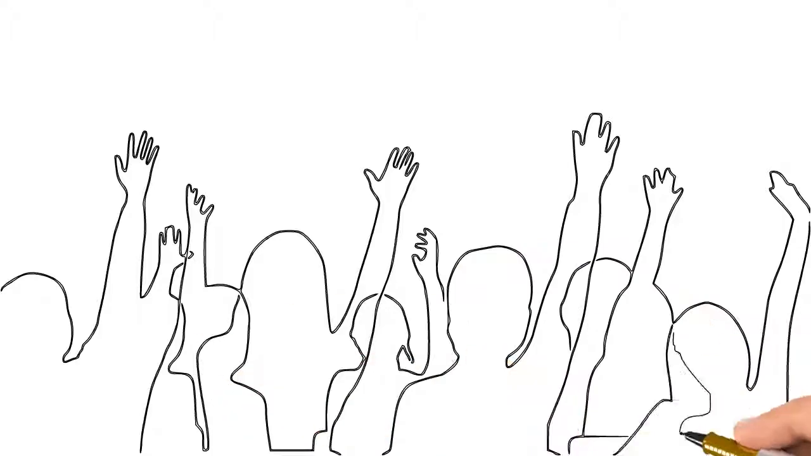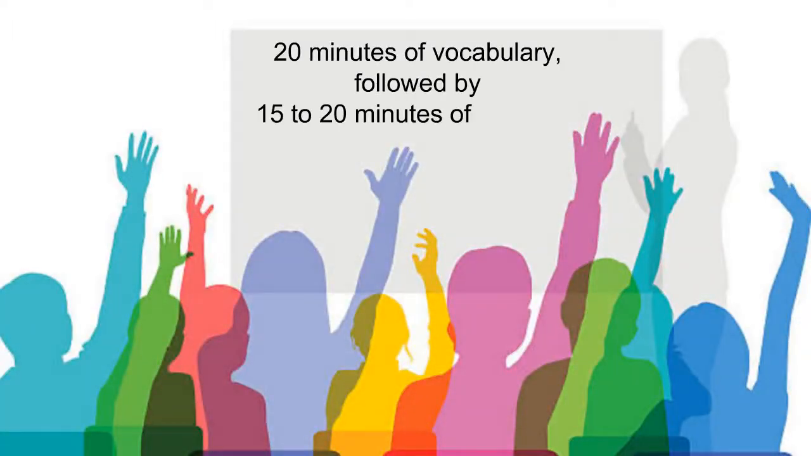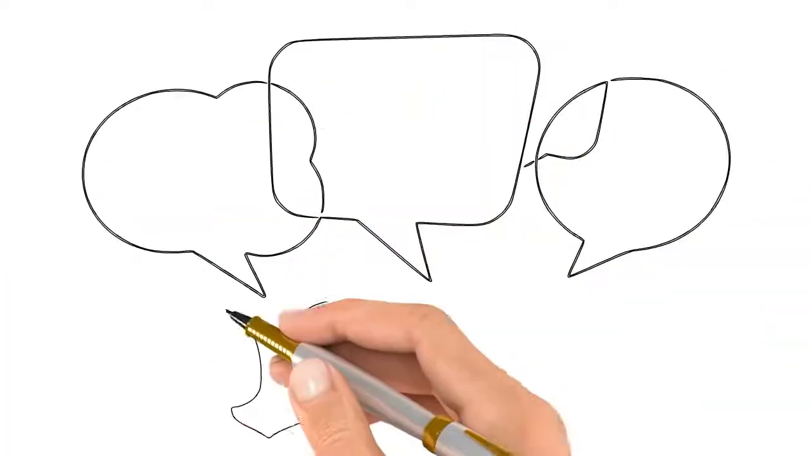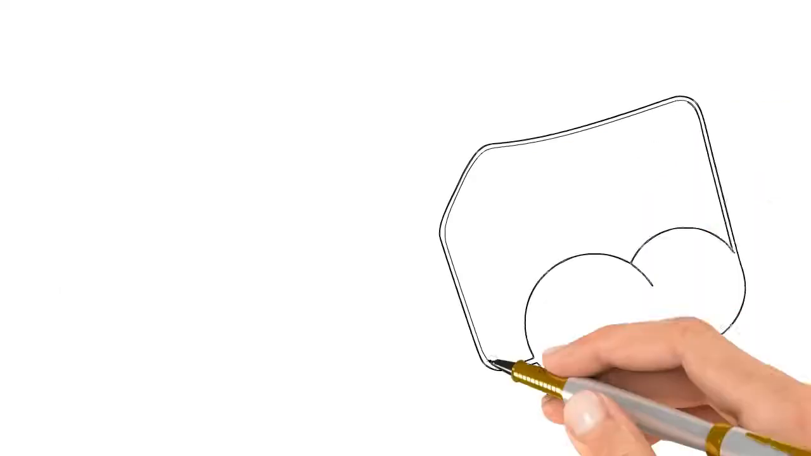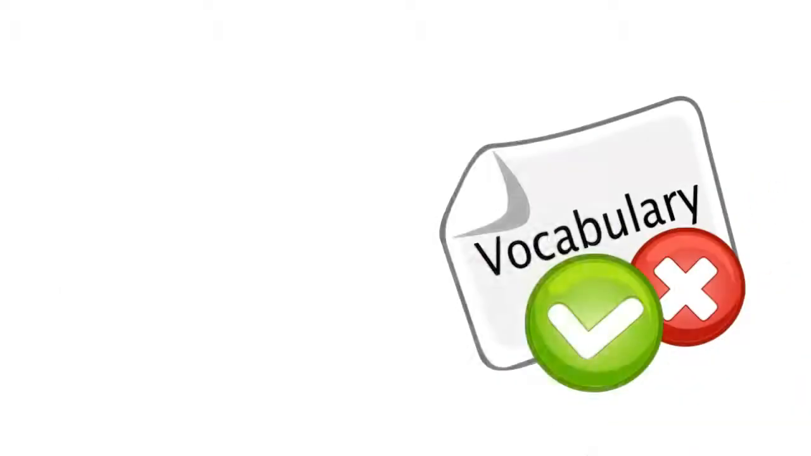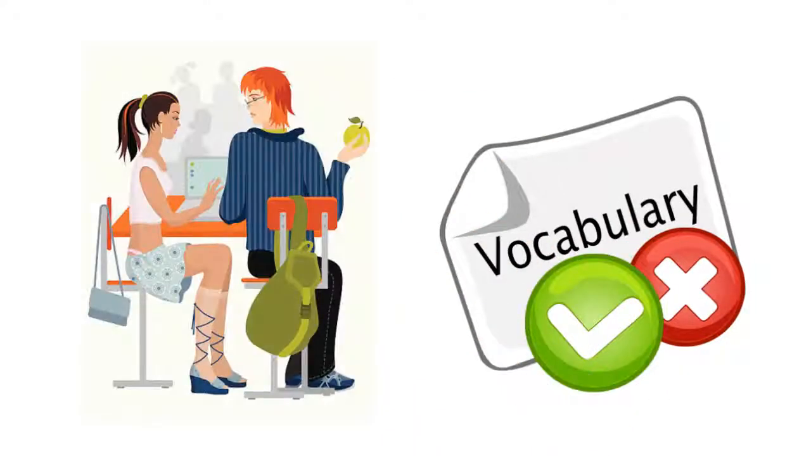In a 1.5-hour class, we start with 20 minutes of vocabulary, followed by 15 to 20 minutes of grammar, and spend the rest of the class on conversation, reading, and game activities. The reason we start with vocabulary is that students may be a few minutes late, or they may be eating if it is a lunchtime class.